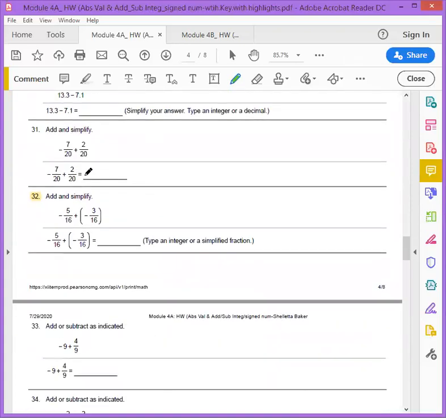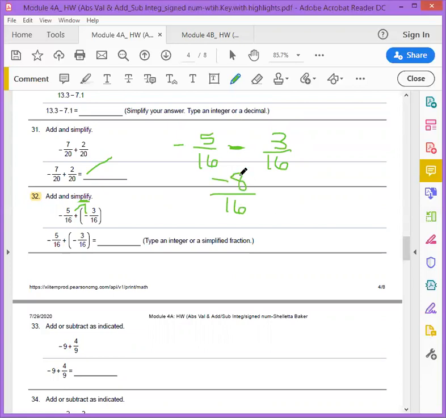Now let's look at number 32. You have two fractions, negative 5/16, and then positive times negative becomes negative 3/16. We keep our denominator of 16 and look at our numerator. We have negative 5, and we go take out 3 more. That leaves us with negative 8.